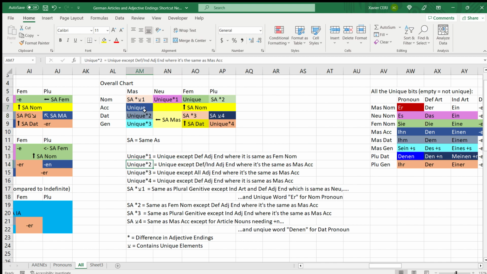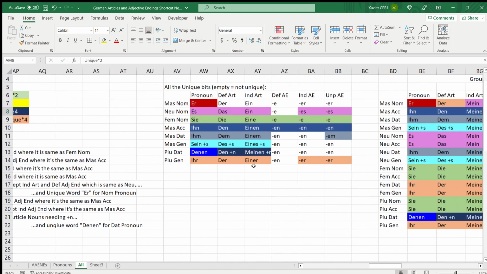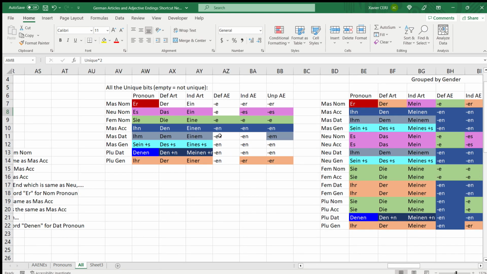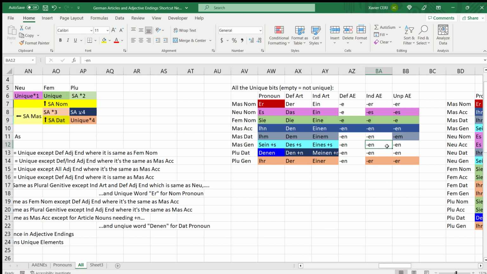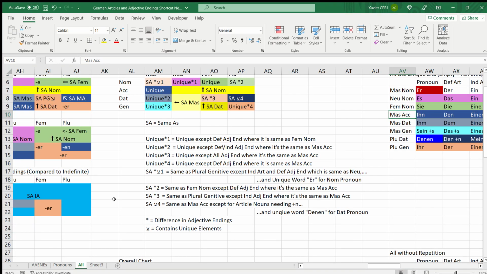Unique star two, which is this one right here, the dative, has its own unique elements, except the definite and indefinite adjective endings, where it's the same as the masculine accusative. So right here we have en. It's copying the masculine accusative, which is right above it. Masculine genitive, all of the adjective endings are copying the respective masculine accusative adjective endings.